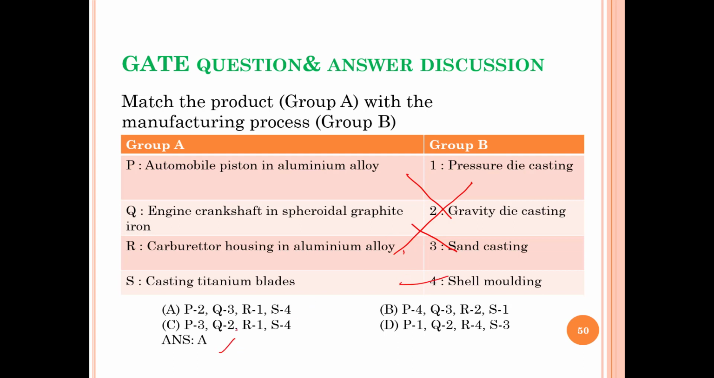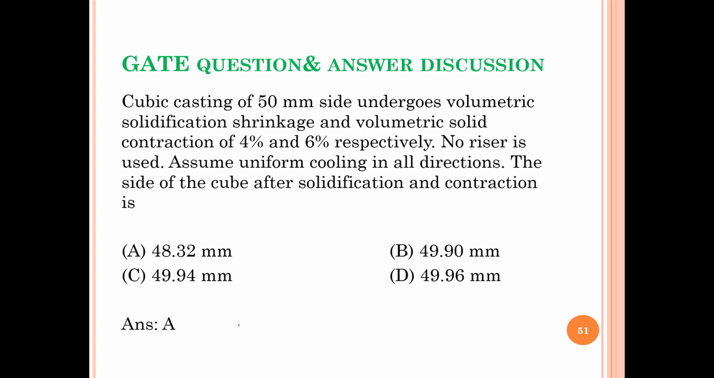So the answer is A. Next question: a cubic casting of 50 mm side undergoes volumetric solidification shrinkage and volumetric solid contraction of 4% and 6% respectively. No riser is used. Assume uniform cooling in all directions. The side of the cube after solidification and contraction is. So this is the question given to us.